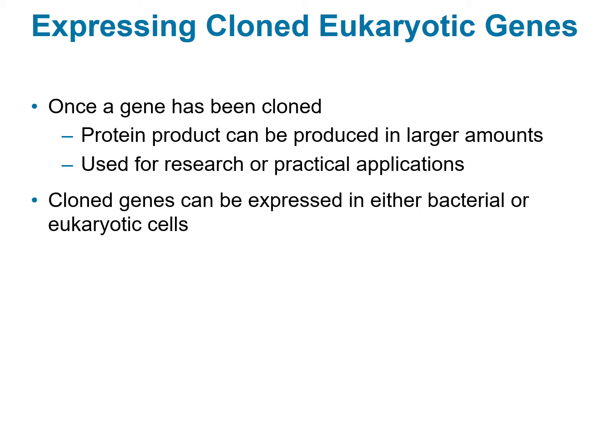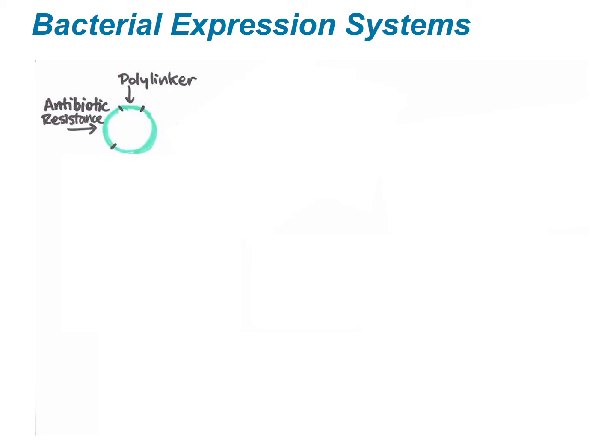Cloned genes can be expressed in bacterial or eukaryotic cells, as I already mentioned. Of course, the vector is not going to be a cloning vector. It's called an expression vector. Expression vectors are designed in a different way, and they're designed to induce the expression of the gene that has been inserted into it. So let's look at one example of an expression system, and this is a bacterial expression system.